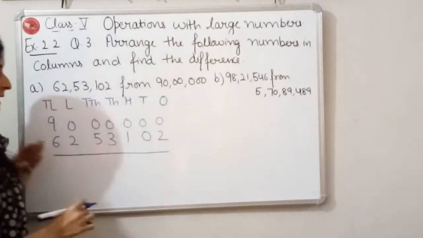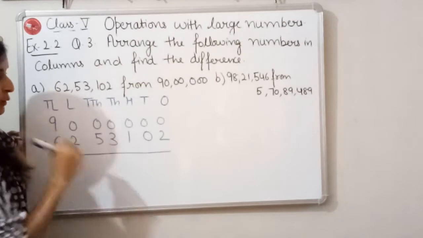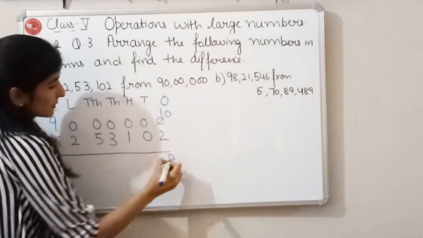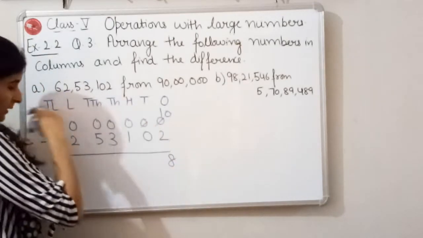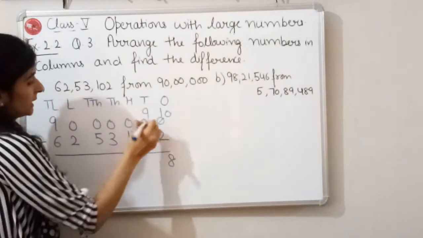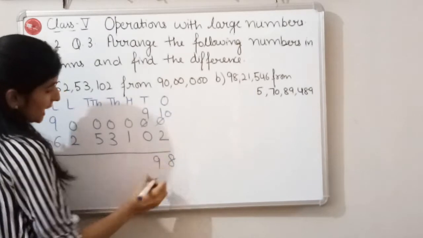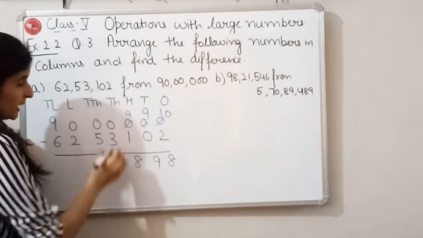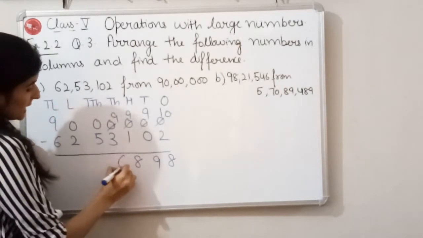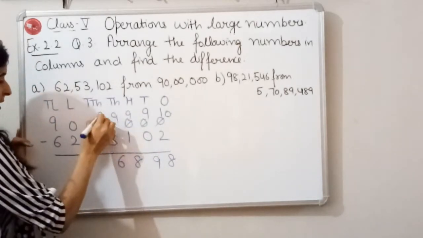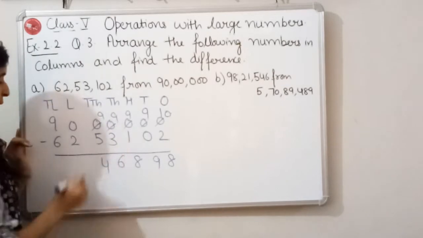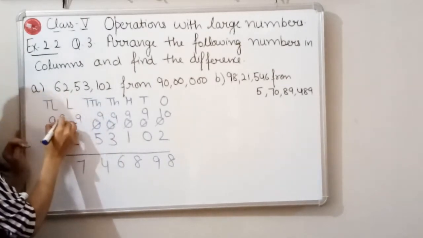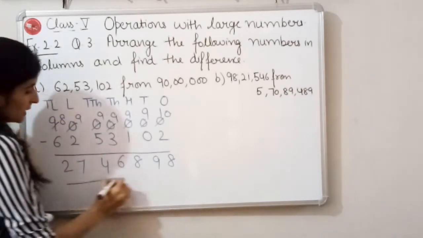Here it's 0. So we have to take one borrow from this 9. This will become 10. 10 minus 2 is 8. This will become 9. 9 minus 0 is 9. This will become 9. 9 minus 1 is 8. 9 minus 3 is 6. 9 minus 5 is 4. 9 minus 2 is 7. And this will become 8. 8 minus 6 is 2.